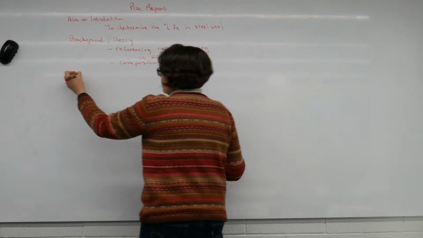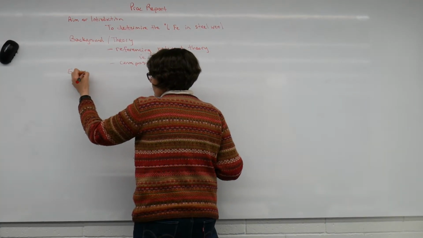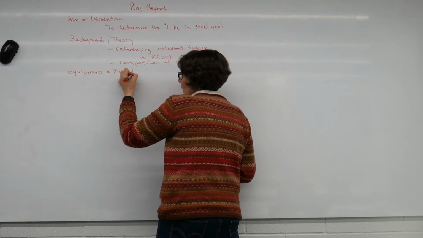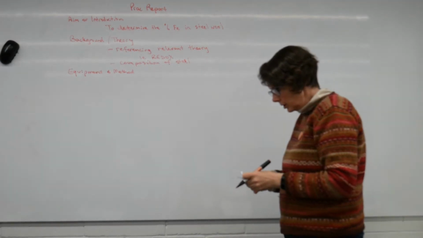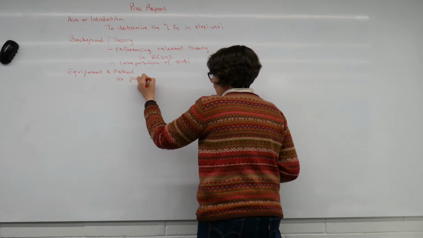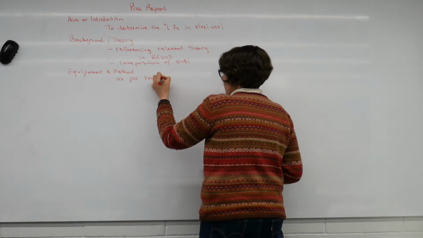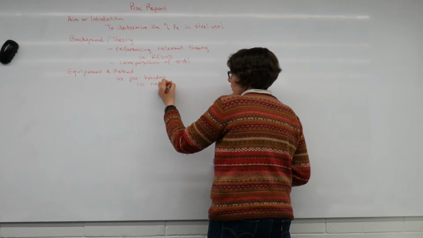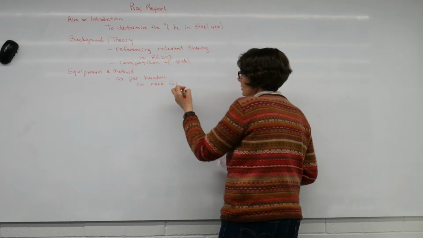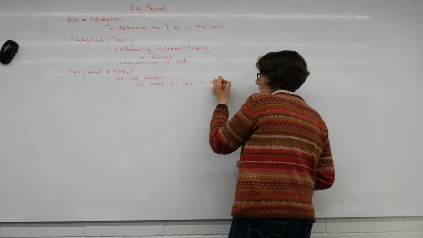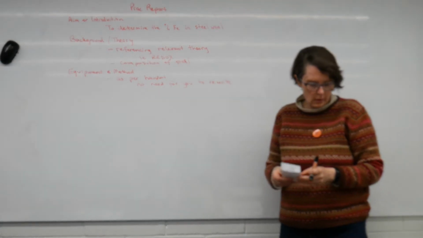Now, the next heading would be equipment and method. And here we can just say, you know, as per handout or equivalent, something like that. There's no need for you to rewrite. So you don't have to do that because that's already been given to you.